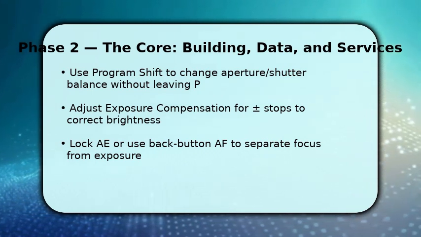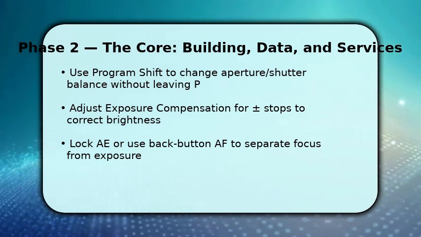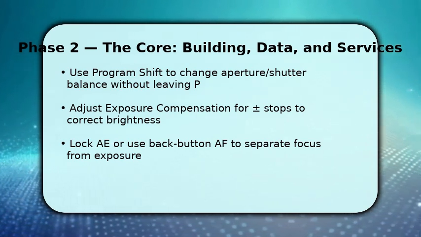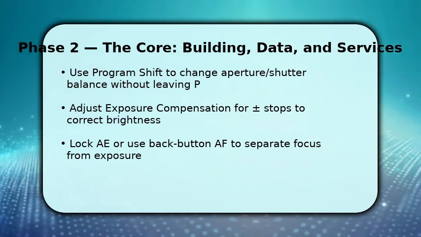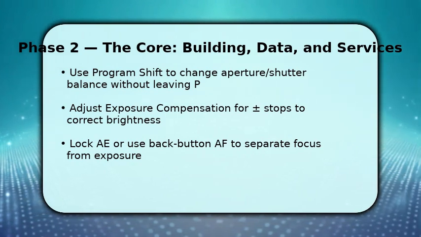If the scene looks too bright or dark, apply exposure compensation in 1/3 or 1/2 stop increments to fine-tune the result. Also, lock auto exposure when needed, and consider back button autofocus to decouple focus from the shutter, which gives you consistent exposure control during action.